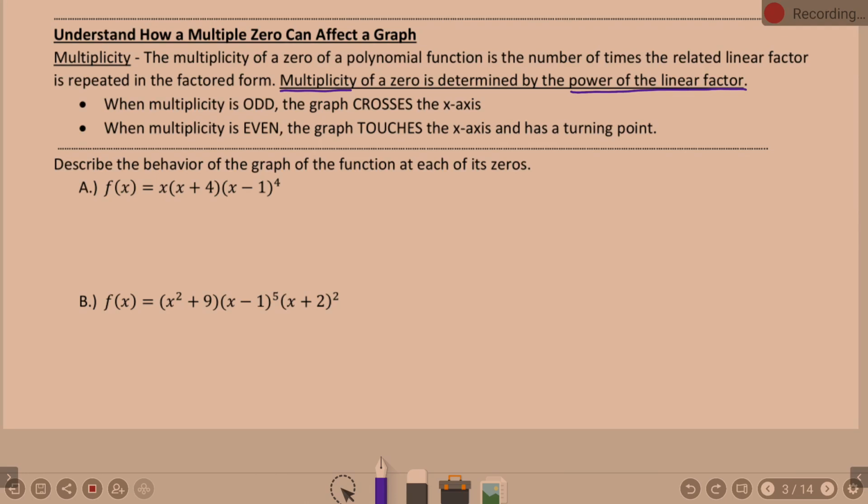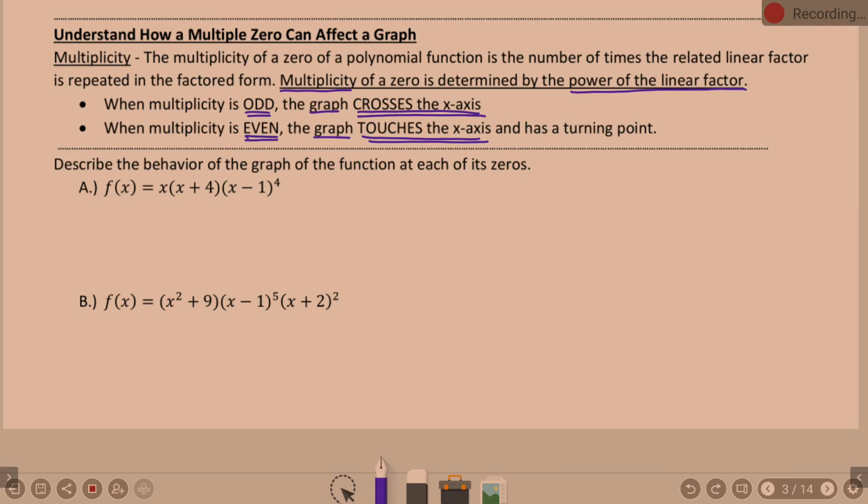Now, what it tells us: if that power, that multiplicity, is an odd number, then my graph will cross the x-axis. If it's a higher power, it might kind of curve its way through the x-axis, but it's going to cross somehow or another. If that multiplicity, that power on the factor, is even, then my graph isn't going to cross at all. It's going to go up, touch the x-axis, and come back down. Or if it's already above, it's going to go down, touch the x-axis, and go back up. So in that case, the graph will touch the x-axis, and it has a turning point, meaning it turns around.